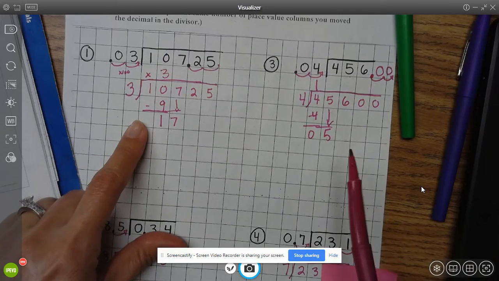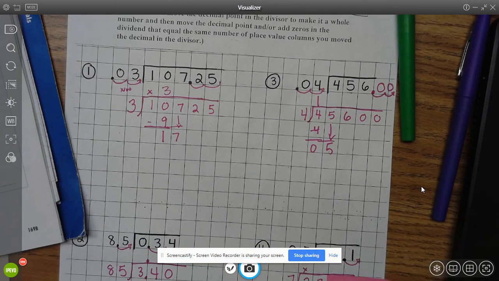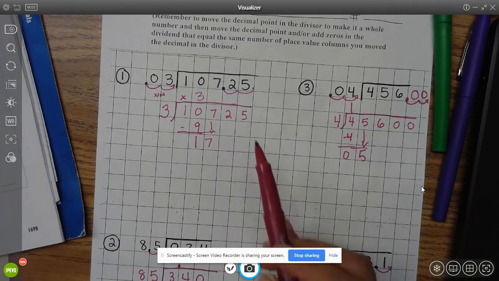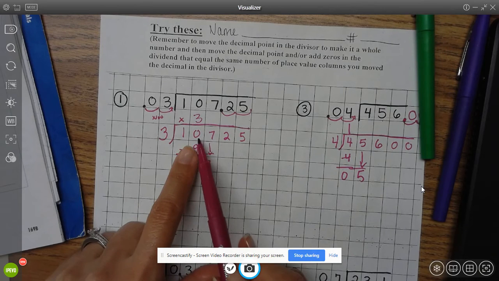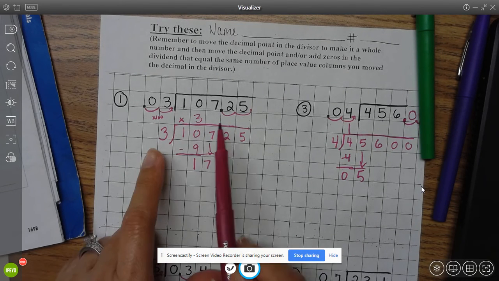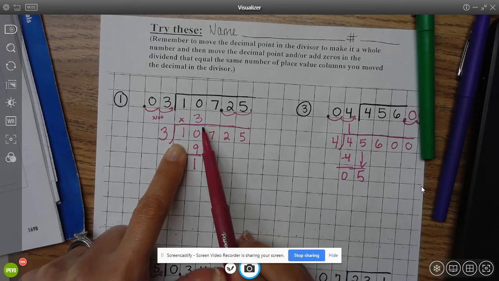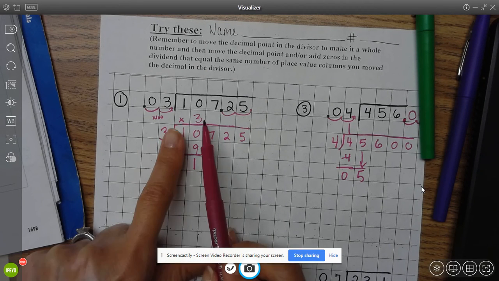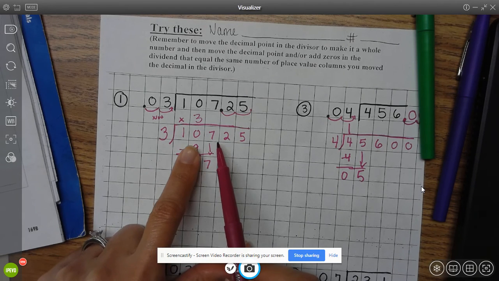Please make sure when you're done finding the quotient for each of these 4 problems, go back and check your work. Multiply your quotient, whatever this ends up being, by your divisor and see if it equals your dividend.